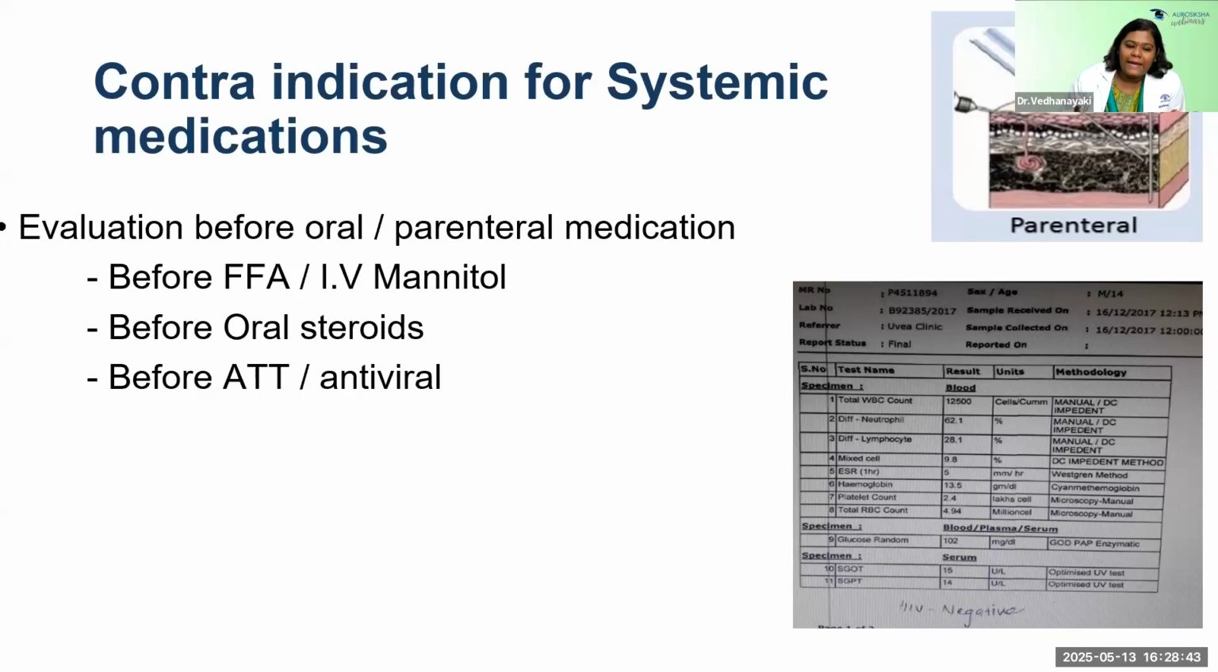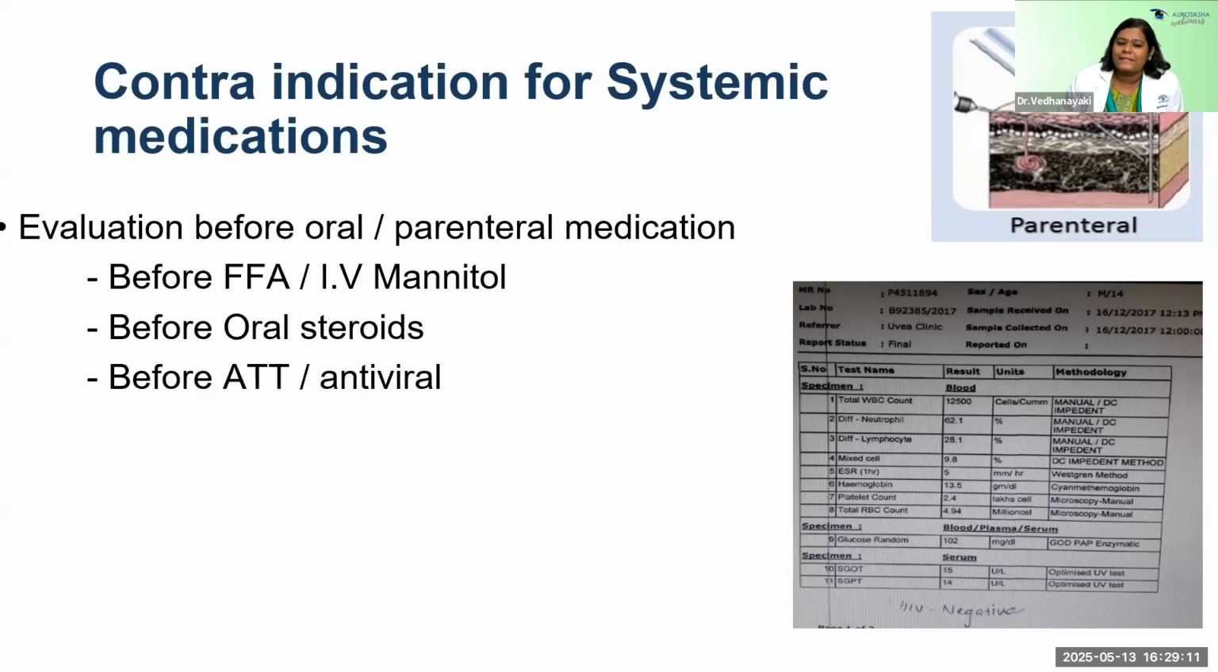In a similar way, ATT is anti-tubercular therapy. Most of these drugs get metabolized in your hepatic system, the liver. So you evaluate and see how your hepatic system is. If your SGOT and SGPT are normal, then you can go ahead and start the patient on anti-tubercular therapy. So before starting patients on systemic medications, you have to evaluate, look at the pharmacokinetics and dynamics, and then start after ruling out all the contraindications.